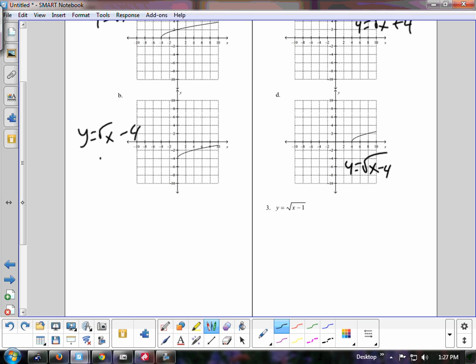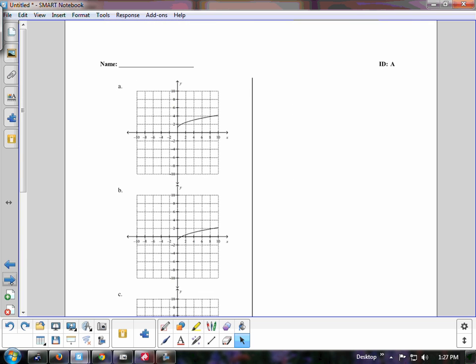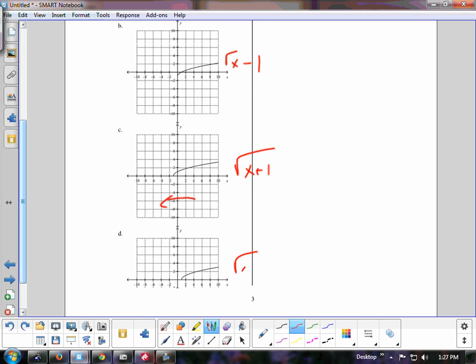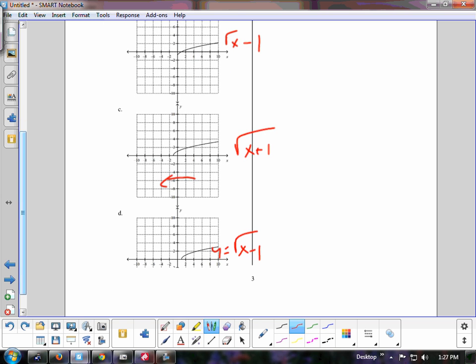Okay, the next question, the negative 1 is under the radical, so it's a positive 1 shift that way, to the right. So if we look at the next set of graphs, this one is a shift up. This would be radical x plus 1. This one is shifted down, radical x minus 1. Here we have radical x, and it goes this way, so it would be plus 1, and the last one is radical x minus 1. And I believe that was the correct answer, without looking back.